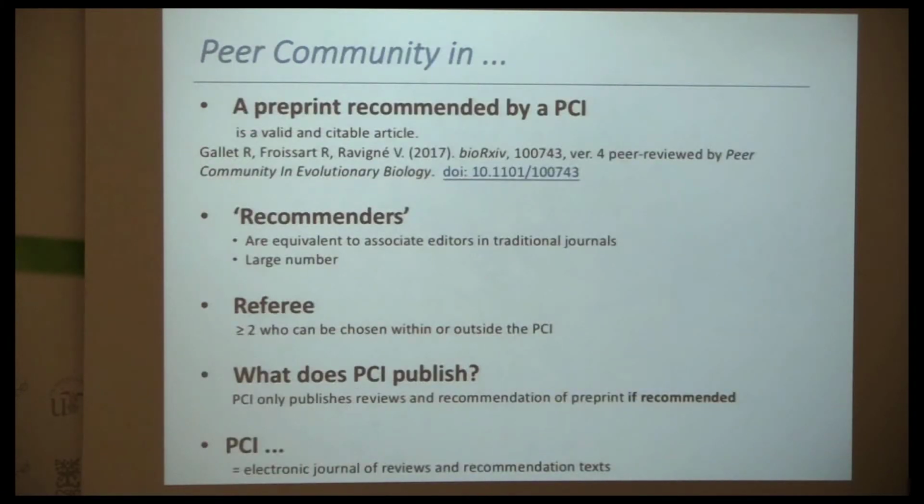If I go here, for example, look at this paper recommended by Peer Community in Evolutionary Biology. We are recommending version 4 of the paper. So here is a paper, I didn't put the title, but this is the author. There was a title, bioRxiv. This is the DOI of the bioRxiv paper. And we say that we are recommending version 4, so there were 4 versions before being recommended.